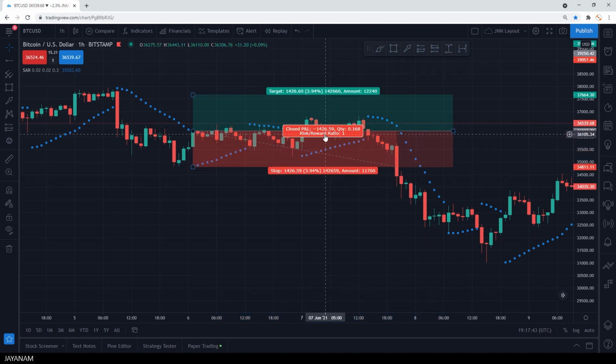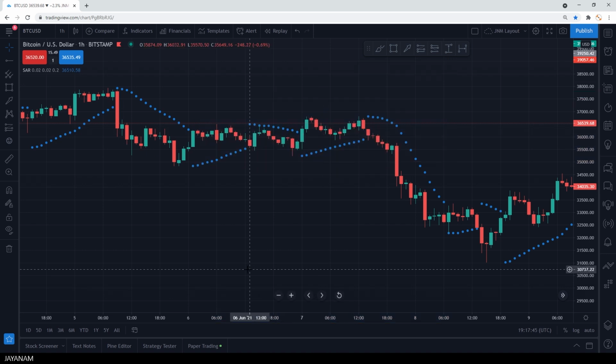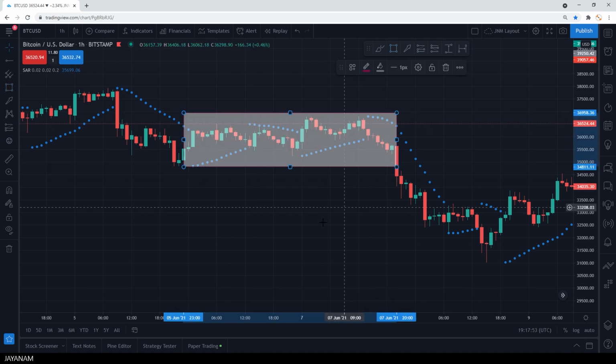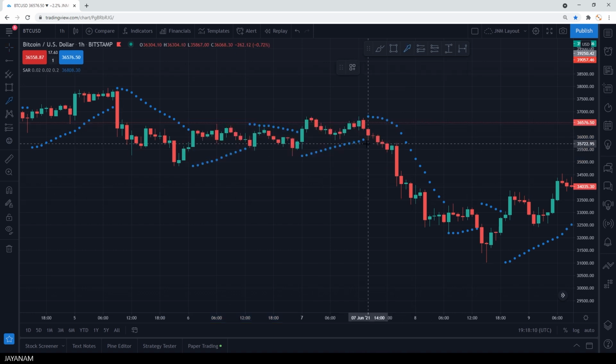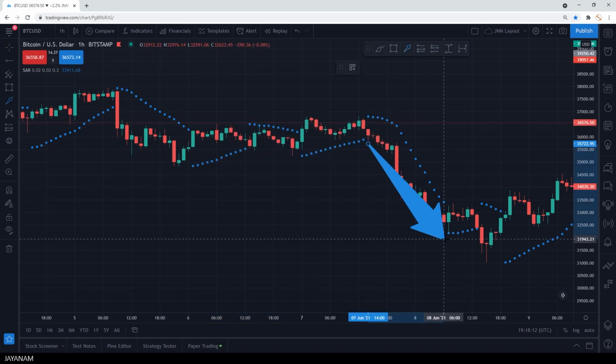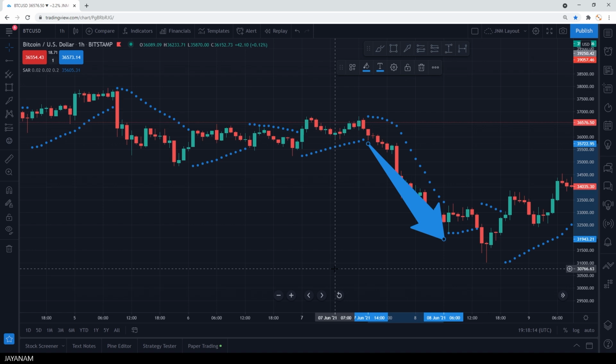So what's the difference here? Well, for this particular trade, the answer is simple. There's no trend, no up or down trend. This area here is a trading range, but this indicator needs a trend to work effectively. This is the first thing that we have to keep in mind.